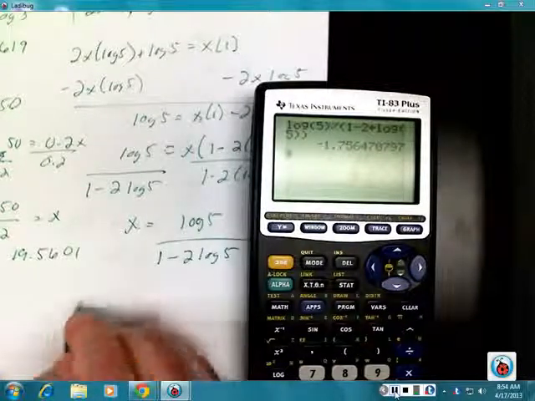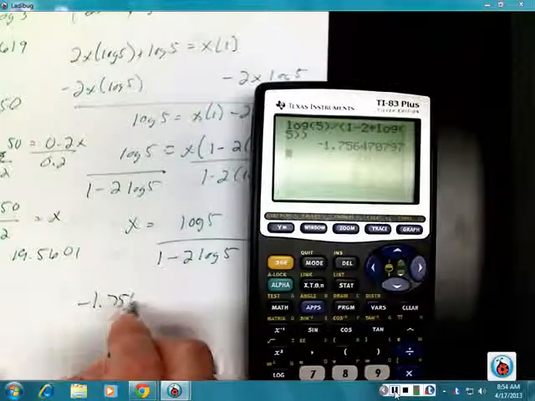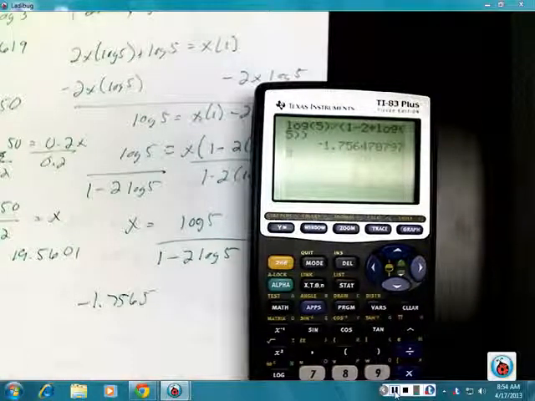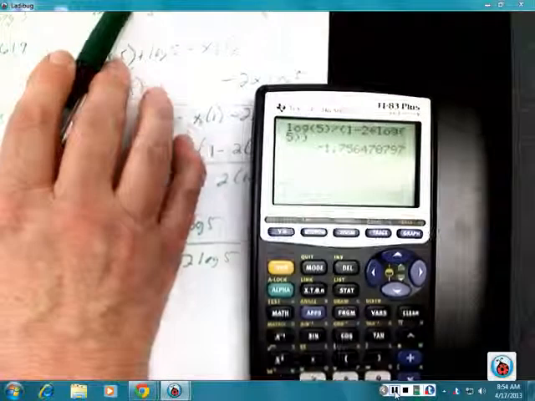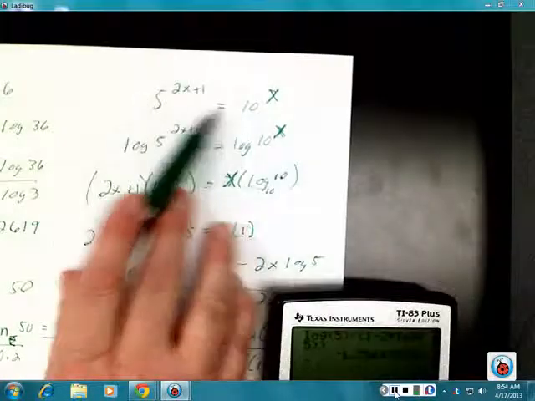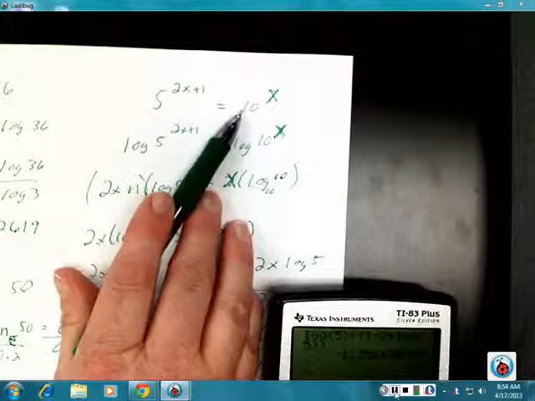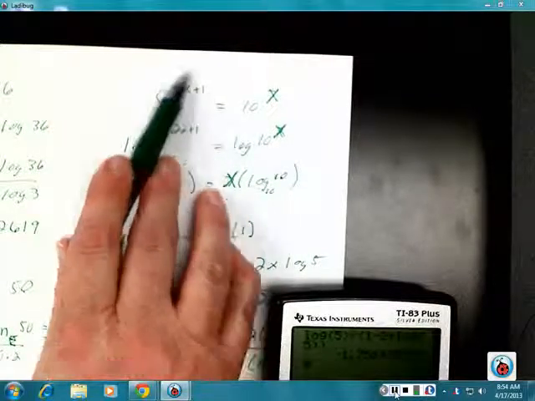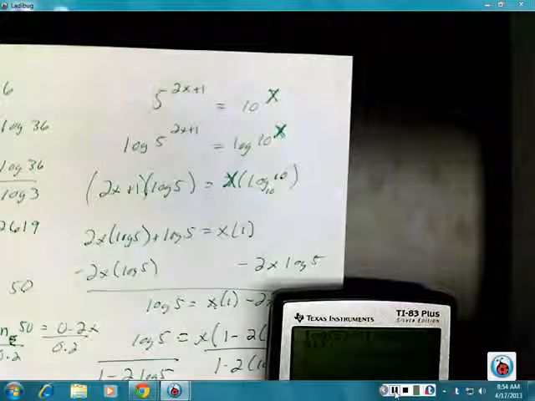So I end up with a negative 1.7565 would be my answer to it. So again, that's one of the longest ones that you'll happen to run across. And again, it was because my bases didn't match. If this would have been a 5, then all I would have done is set 2x plus 1 equal to x, and I would have solved it.